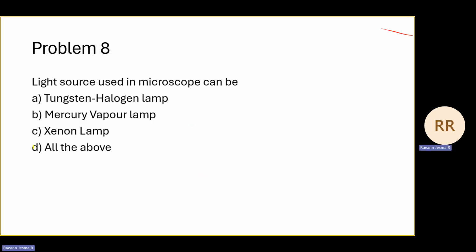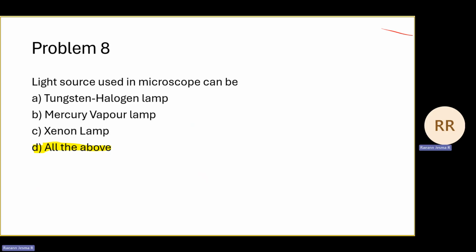Okay. So the correct answer for this problem is D, all the above. In olden days, they used an oil lamp and natural sunlight to provide an external source of light for their primitive microscopes. However, it is not a reliable illumination. So in modern microscopes, we have an integral light source that is controlled.